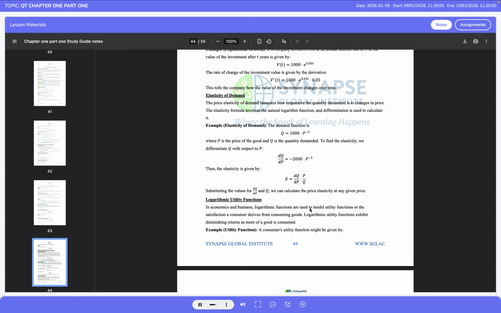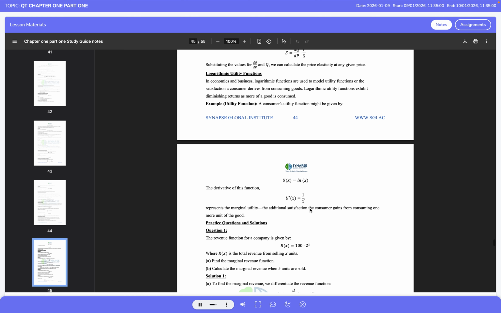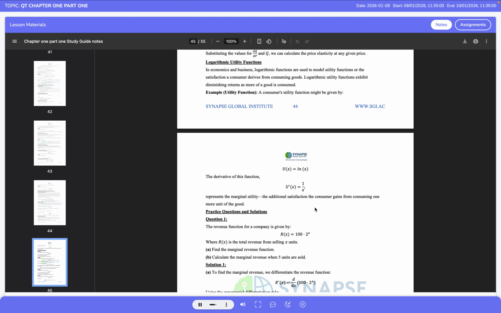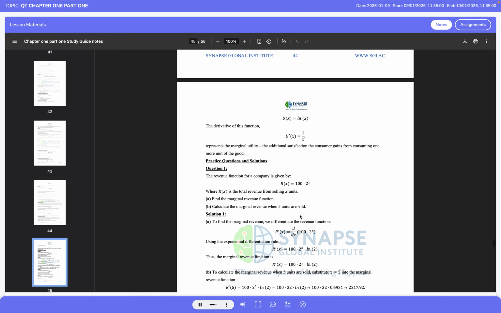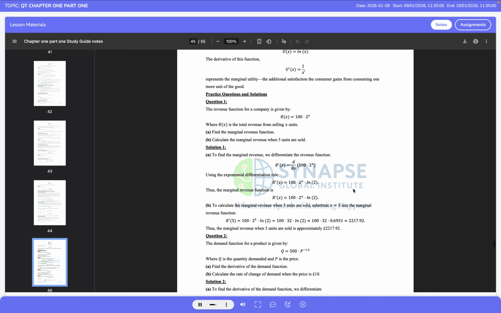Logarithmic functions are further used to model utility in economics and business. A common utility function is the natural logarithm of x, which captures diminishing marginal utility. The derivative of this function, which is 1 divided by x, represents marginal utility. This tells us that as consumption increases, the additional satisfaction gained from consuming one more unit decreases, a principle that aligns closely with observed consumer behavior.